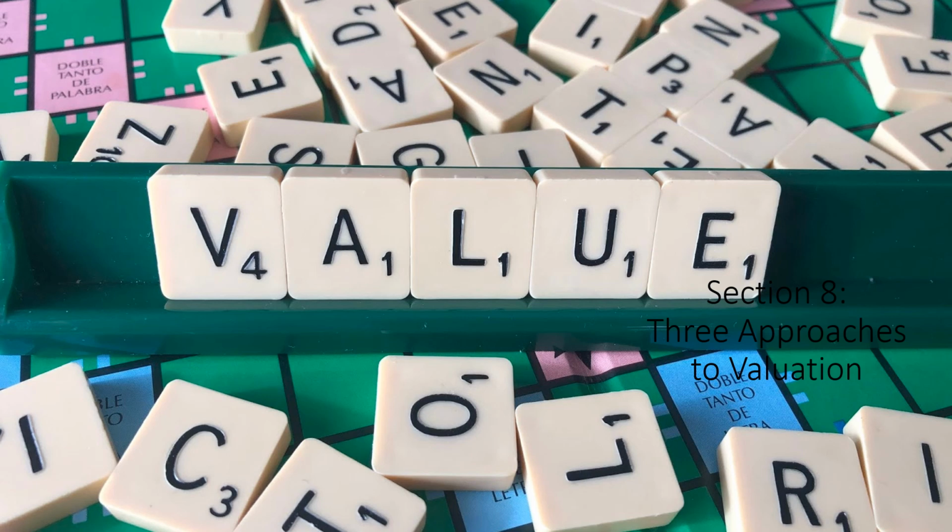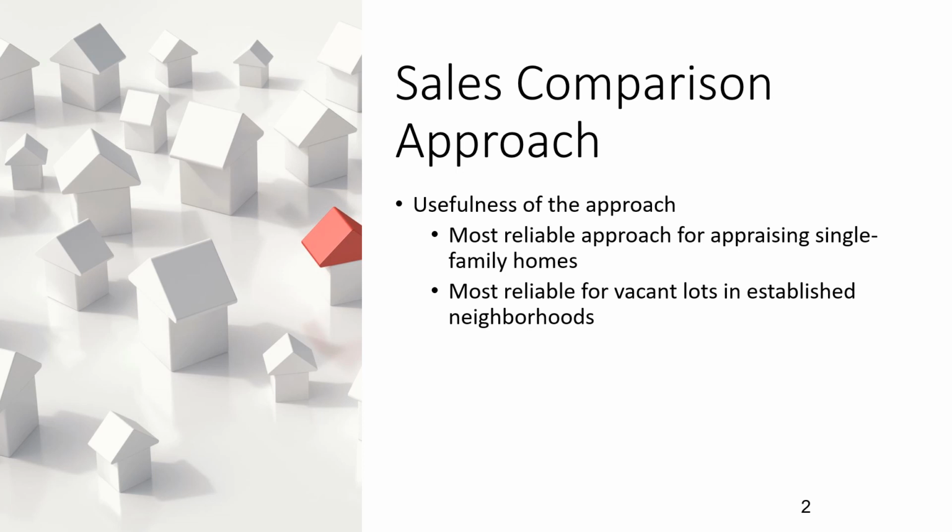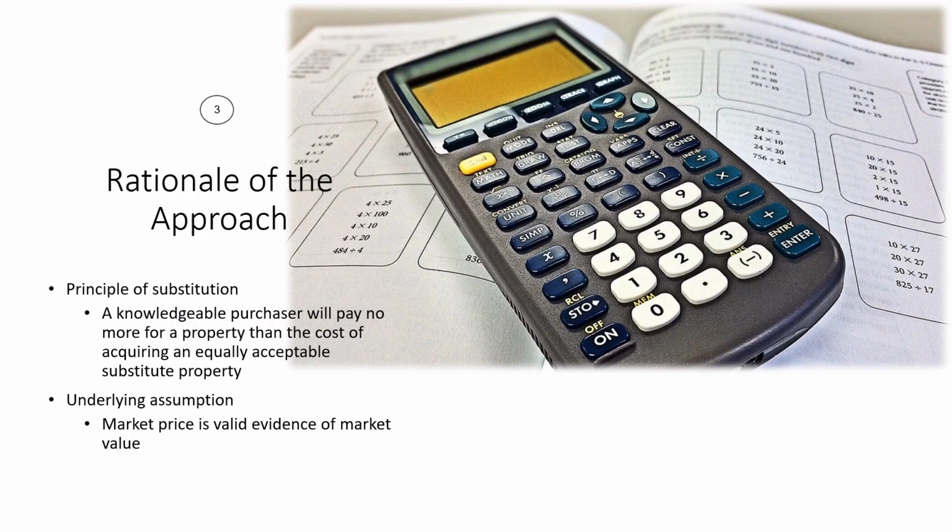Section 8, 3 approaches to value. Sales comparison approach, usefulness of the approach. Most reliable approach for appraising single-family homes. Most reliable for vacant lots in established neighborhoods. The rationale of the approach is the principle of substitution.